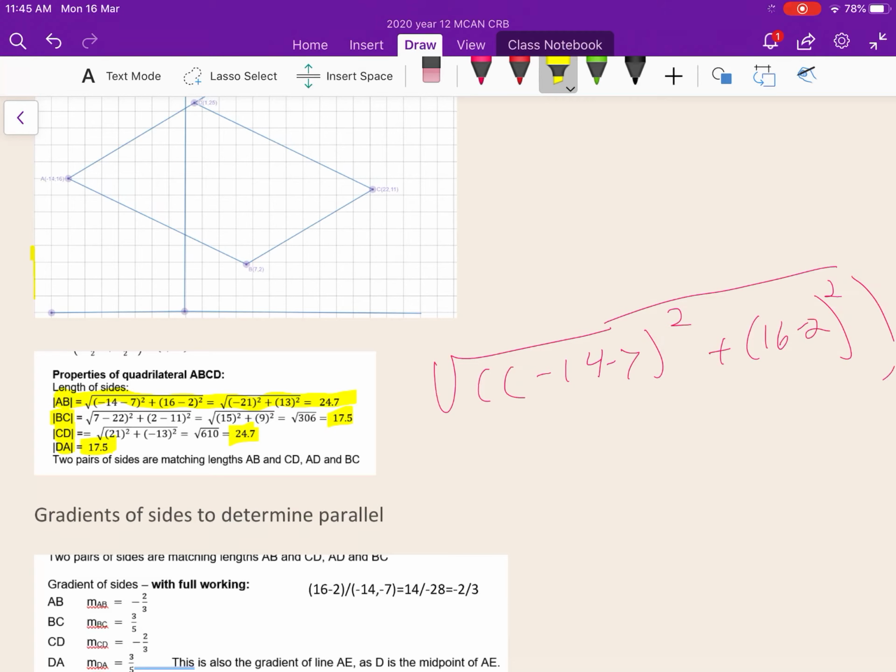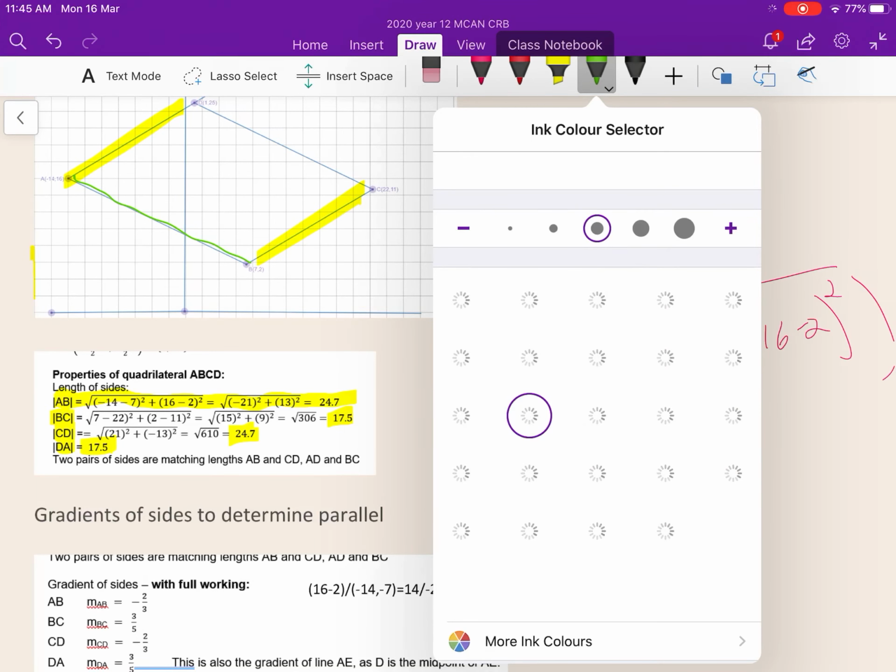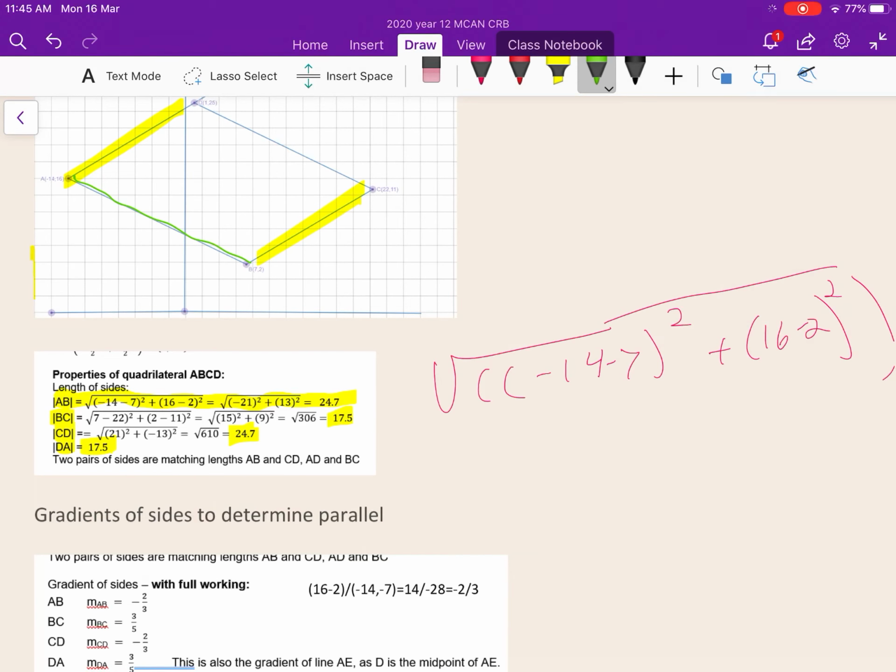So what I'm seeing here is that I have pairs of sides that have equal lengths. Opposite sides have equal lengths. So this is equal length to this, and this side equal lengths to this. Right? So that's what I've got at this point. Now, that's not enough to prove a parallelogram.